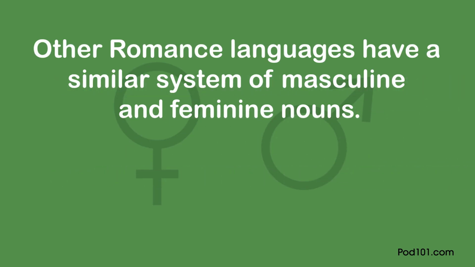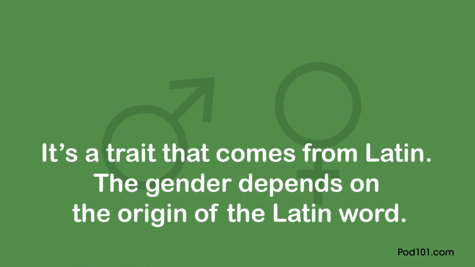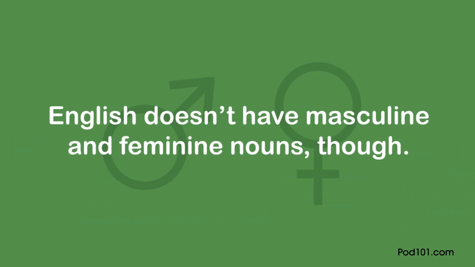Other Romance languages have a similar system of masculine and feminine nouns. It's a trait that comes from Latin. The gender depends on the origin of the Latin word. English doesn't have masculine and feminine nouns though.